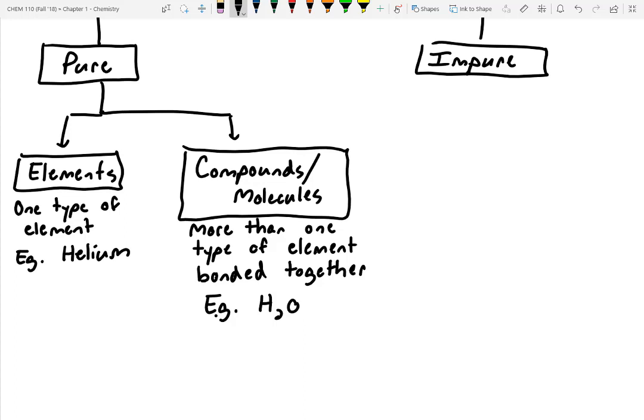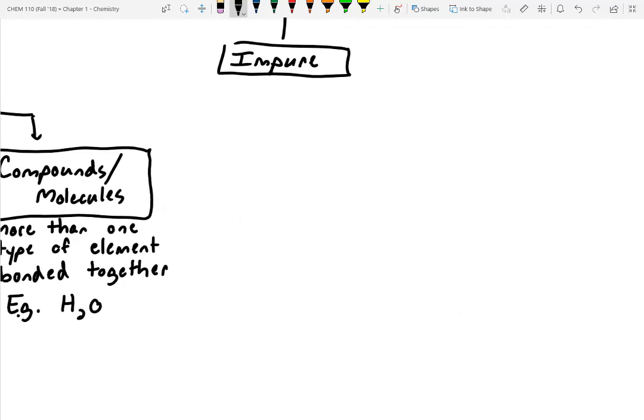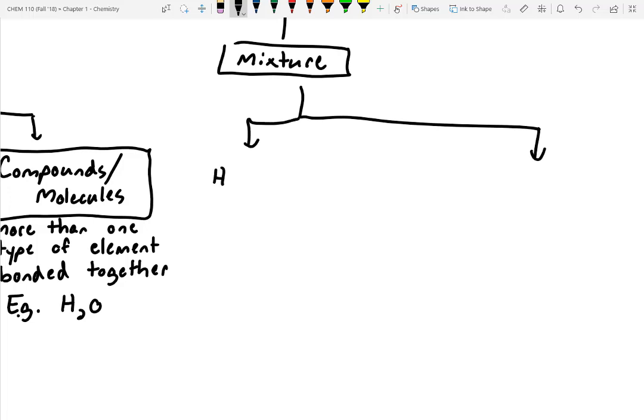All right, for mixtures, it gets a little bit weird. Actually, I'm going to change this to mixture. I apologize. I'm ruining everyone's notes. And what we're going to do is split this into two subclasses. We've got homogeneous in one class, and then we've got another class called heterogeneous.